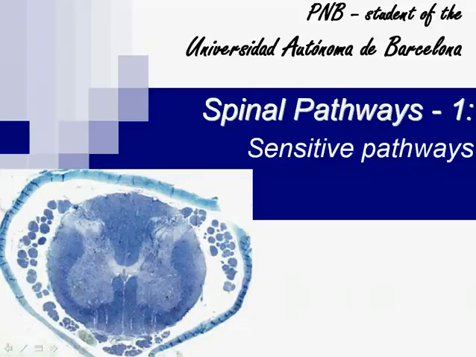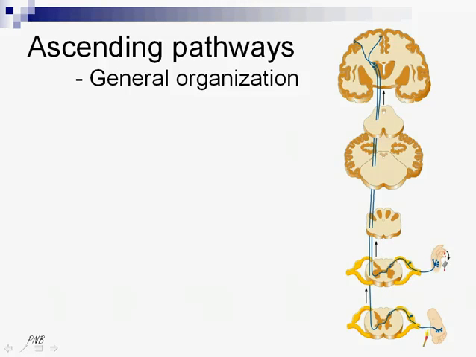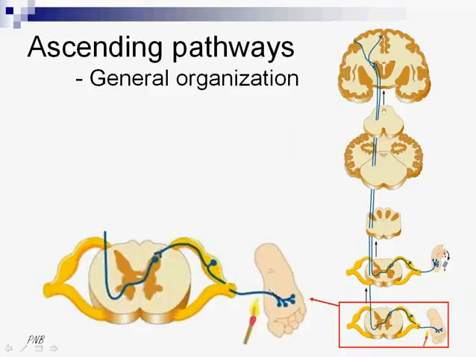Hello and welcome. Today we're going to speak about spinal pathways, specifically about sensitive or ascending pathways. First, we're going to start speaking about the general organization of these fibers. So we've got that there are three neurons in this system, generally.